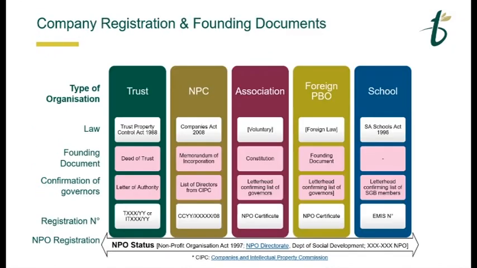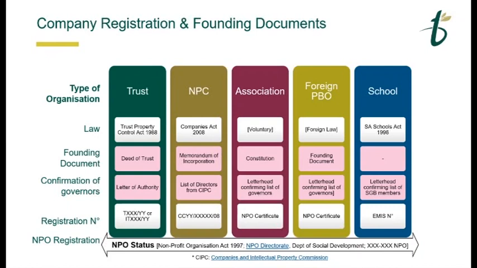The documents that are required are highlighted in the pink boxes, and there are generally 5 types of organizations that often apply for applications. First, trust, which is defined in the Trust Property Control Act 57 of 1988. Second, non-profit company, which is defined in the Companies Act 71 of 2008 as a company.